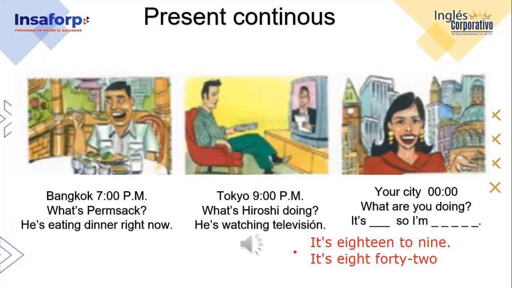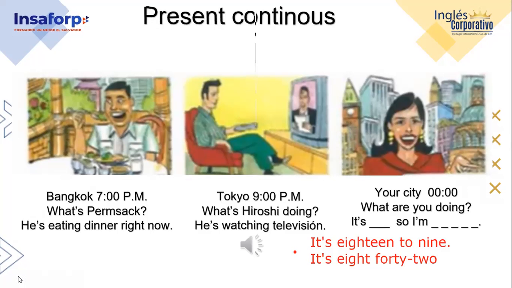So en la última nos pregunta, your city. So what time is it here? ¿Qué horas son aquí? And what are you doing? Then you say it's 8:42 and I'm... qué está haciendo. Yo estoy, y ahí completa con lo que está haciendo en este momento. Gracias. Dice, it's 18 to 9, so I'm studying English. I'm sitting in front of my computer. I'm reading a book. I'm listening. I'm paying attention to the English class. Ahí completamos con lo que estamos haciendo en este momento.